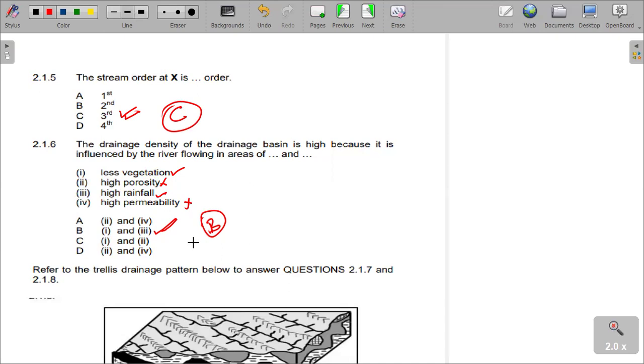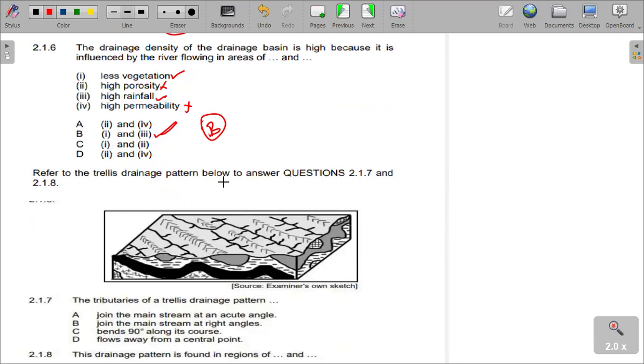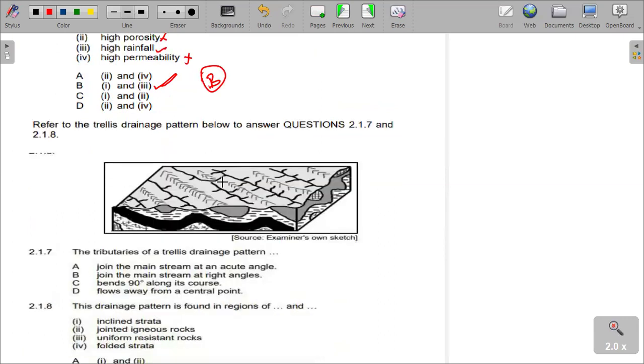Low vegetation cover, because the vegetation is to intercept the rainfall. So therefore the water cannot flow very fast. Hence, it reduces density, but in this case it is less. Therefore, it can cause what? It can cause more runoff.